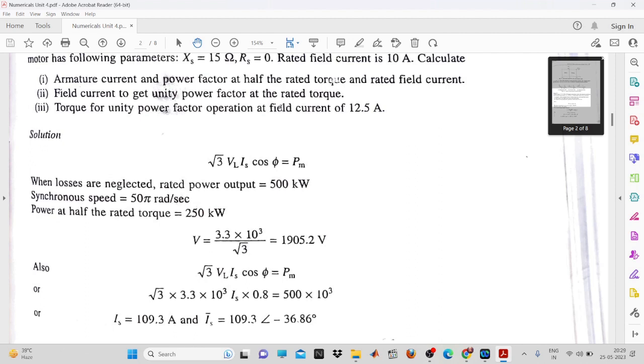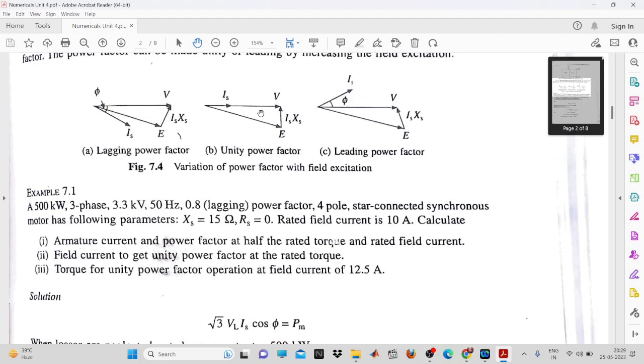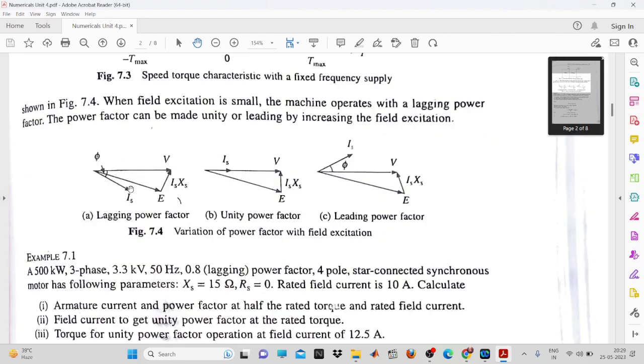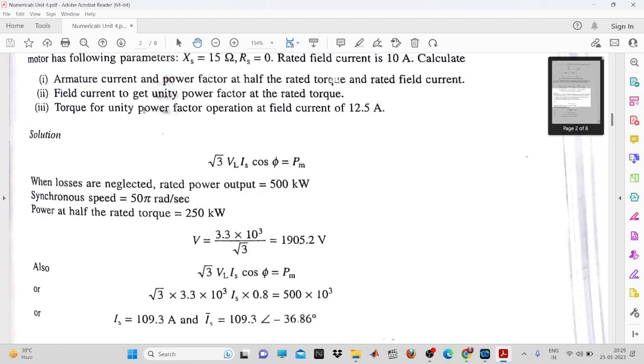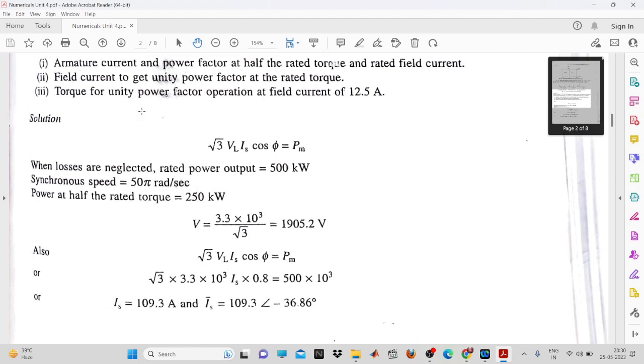Why do we have to calculate delta? Because you can see that the torque has reduced. So when the torque has reduced, it means the speed has reduced, and when the speed has reduced, it means the angle between V and E, the delta, is going to increase. Fine. So you will have to keep in mind that when the torque is reduced, it will have an impact on the power angle, or you can say delta. So that's why I have to calculate delta.